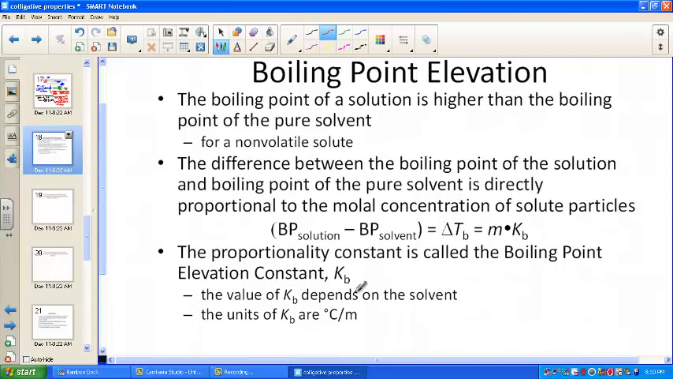Let's try some boiling point problems. The boiling point of a solution is higher than that of the pure solvent. Boiling points elevate. The difference between the boiling point of a solution and the boiling point of a pure solvent is directly proportional to the molality of your solution.